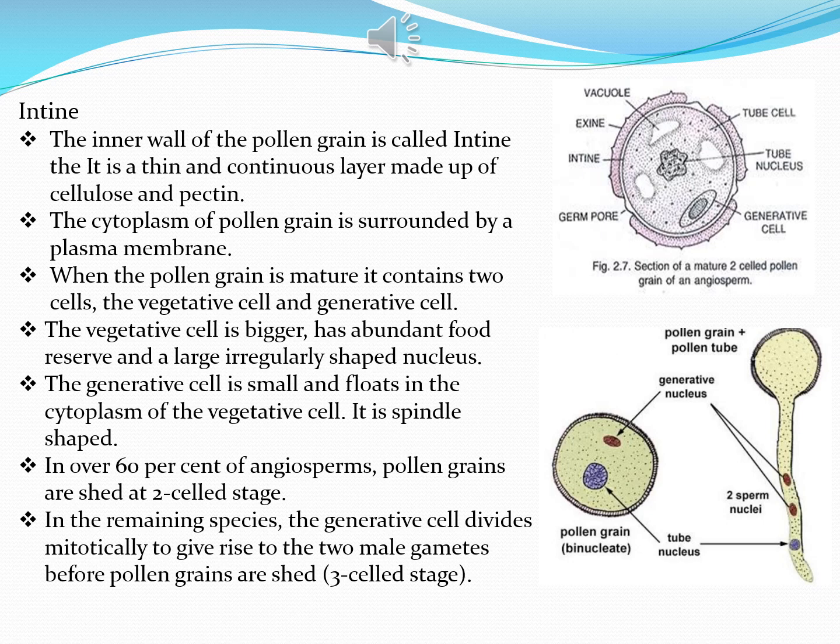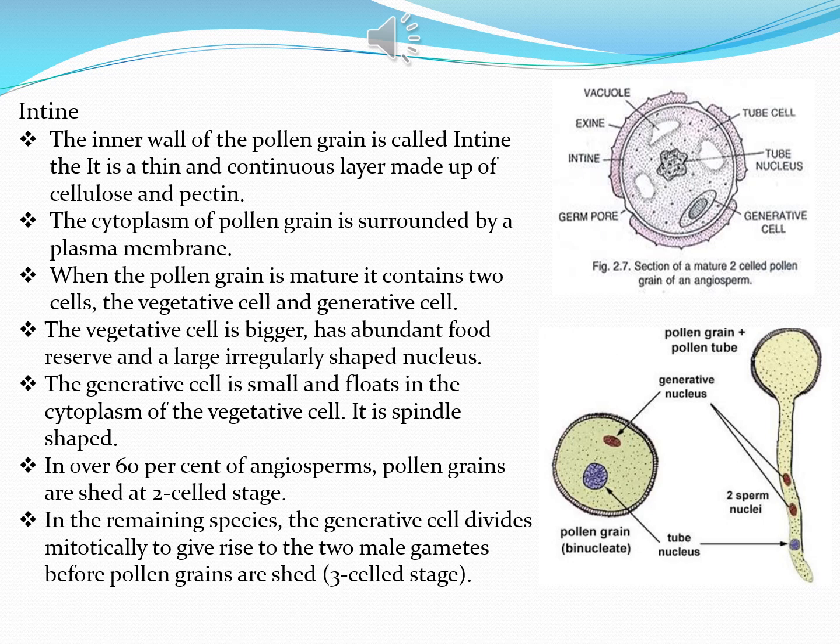So it is a continuous layer and it is made up of cellulose and pectin. Okay, so inside, the pollen grain consists of cytoplasm, and this cytoplasm is surrounded by the plasma membrane.